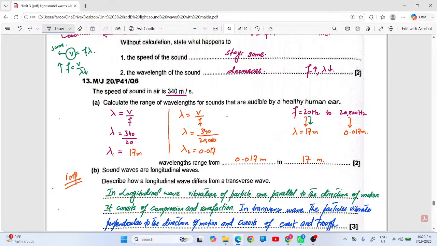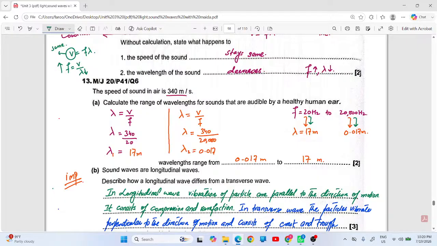Now v over f again. V is 340. Now we use the frequency 20,000 hertz. So the answer becomes 0.017. So at a frequency of 20,000 hertz, the wavelength is 0.017. So the wavelength ranges from 0.017 to 17.